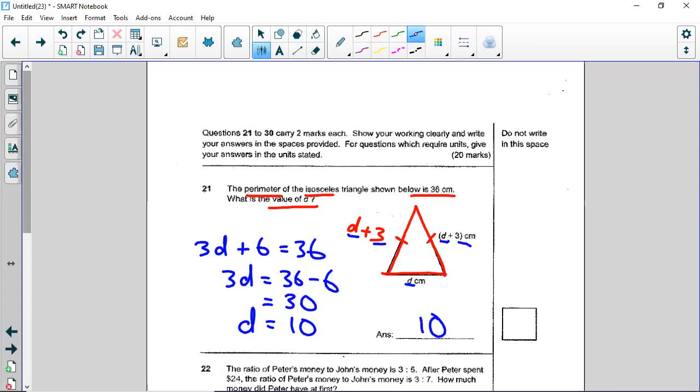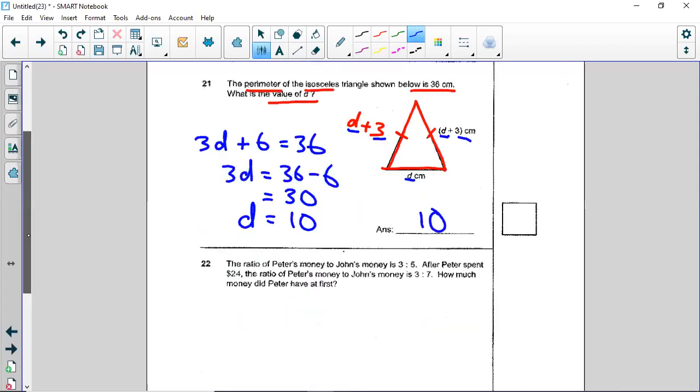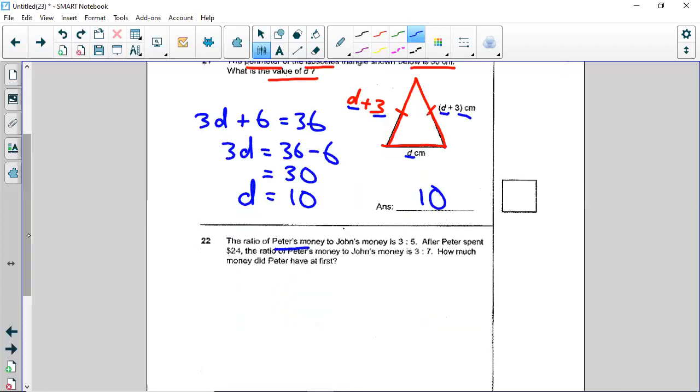Okay, let's continue. Okay, question 22. The ratio of Peter's money to John's money is 3:5. Peter spent $24 and the ratio of Peter's money to John's money is then 3:7. So how much money did Peter have at first? So again, this is a before and after problem. Then what's your method? Model drawing, right?